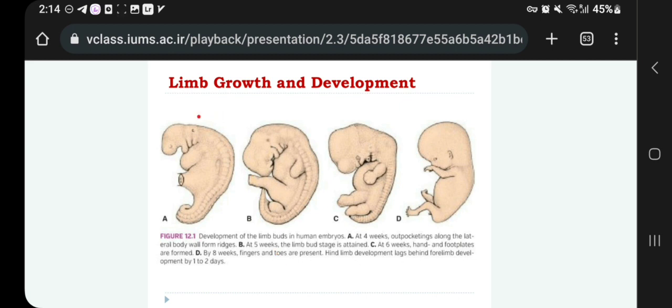As I told you, limb growth and development start in the fourth week. At the fourth week, you can just see some part outcrossing and making a limb bud here. At the 5th week, we have two limb buds without any changes in the morphology of the limb bud.